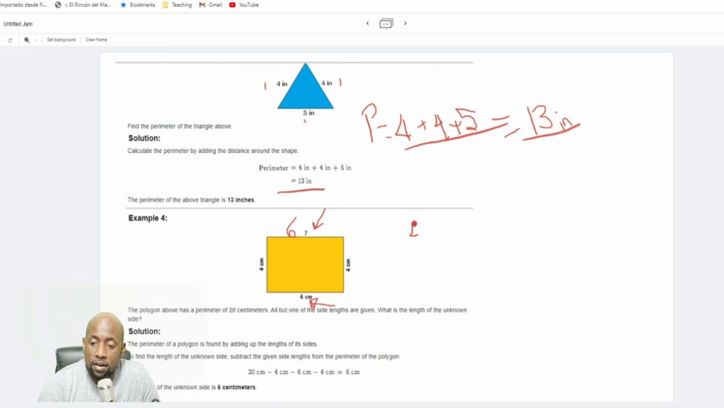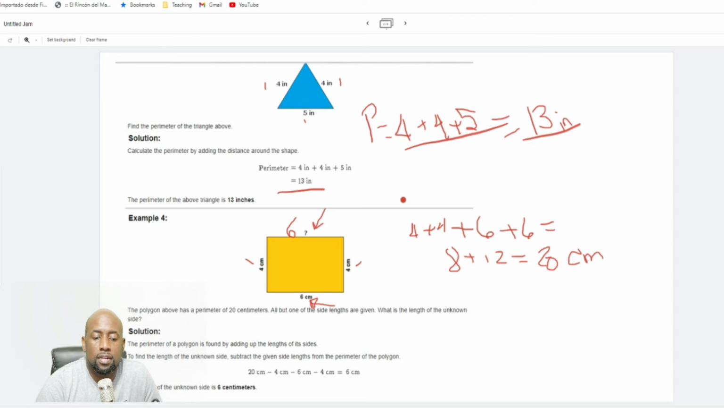What we do, we add 4 plus 4, which is adding this side with this one, and then you can add 6 plus 6. If you add all that together, remember, perimeter is to add the outside part. 4 plus 4 is equal to 8. 6 plus 6 is equal to 12. 8 plus 12 is equal to 20. That'll be 20 centimeters, 20 cm. That's how we find this. This is the way how we do that. Okay.